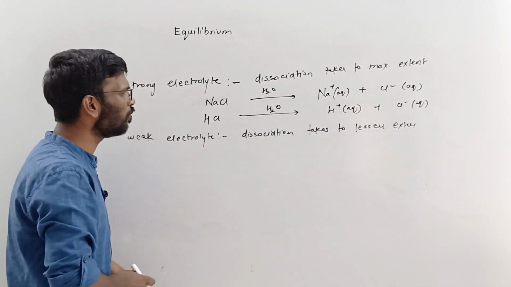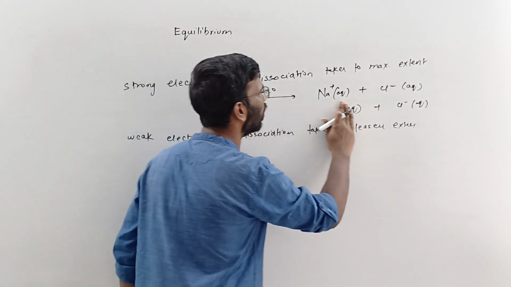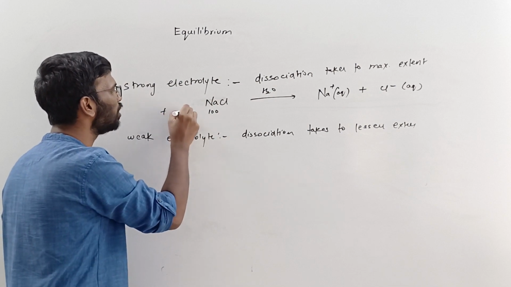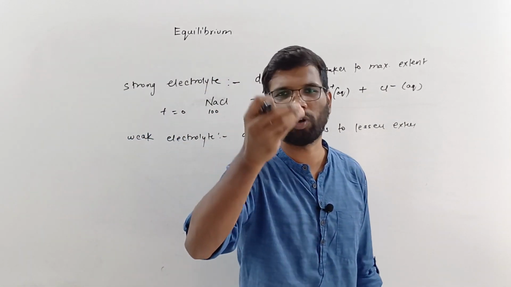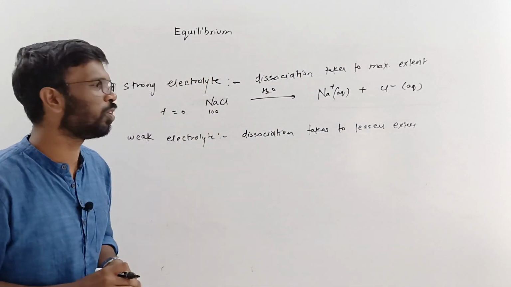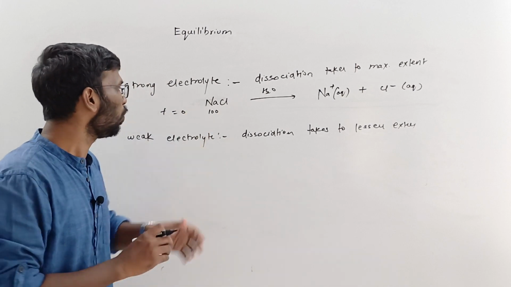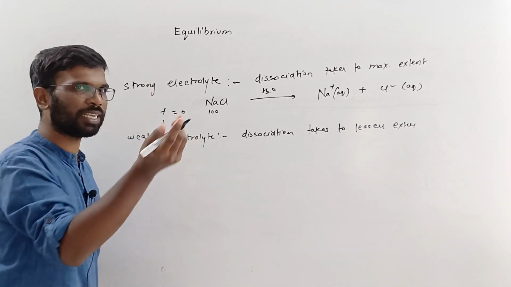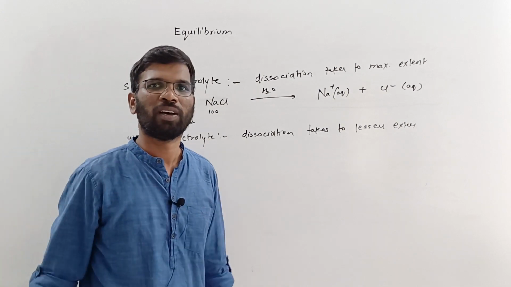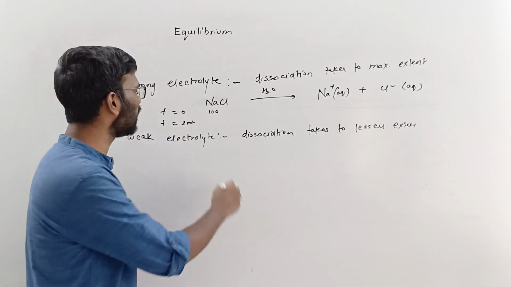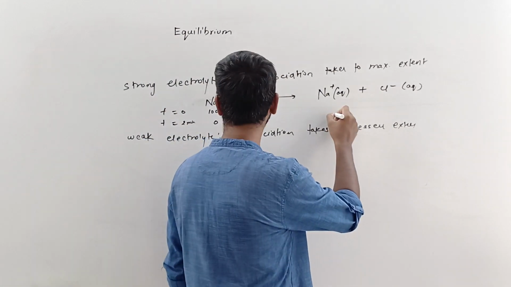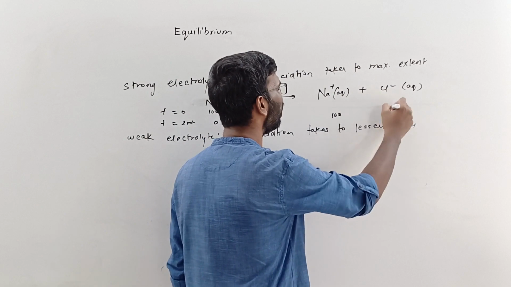Let me clear this with one example. For NaCl, let's say initially, at time t equal to 0, you started with 100 molecules. For simplicity, we take this to be 100 molecules. When you put this into water, it will take some time. Let's say in 2 minutes, in the ideal condition, this will be 0. There won't be any NaCl left, and you will have 100 Na plus and 100 Cl minus.